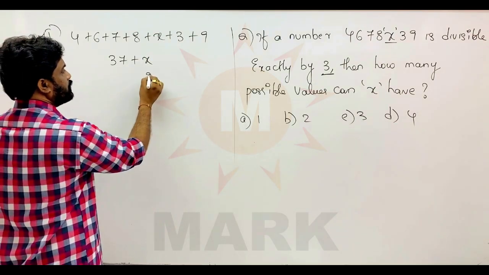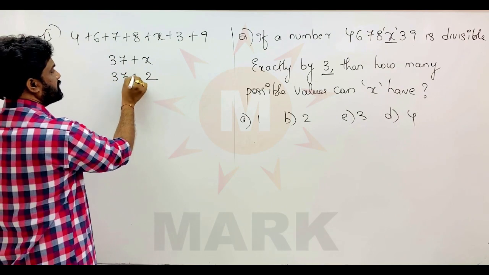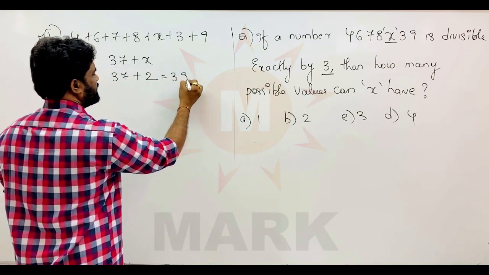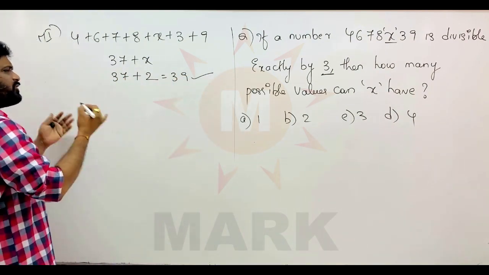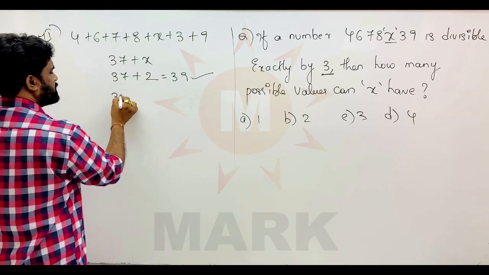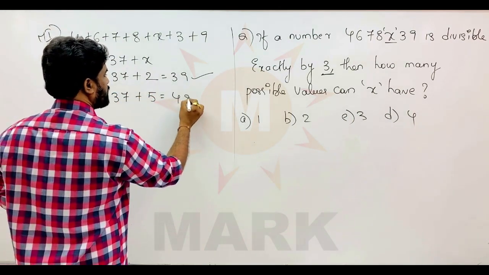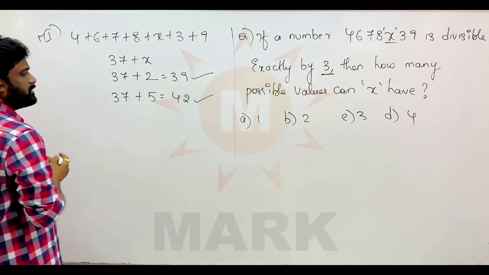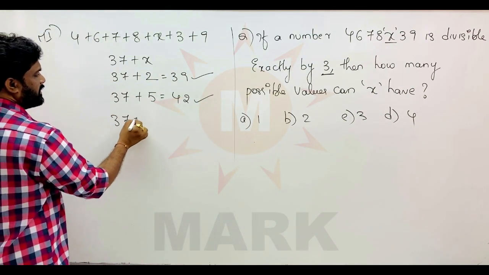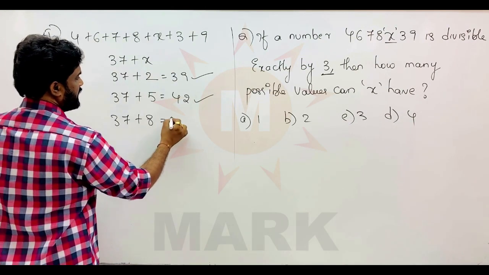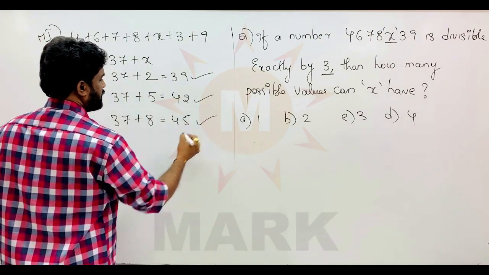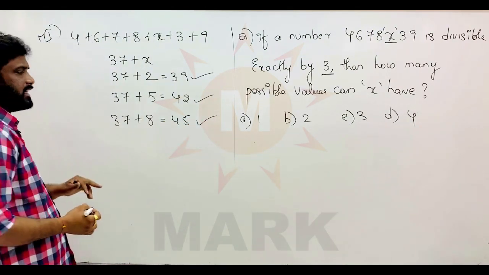So that means I can put 2 in the place of x. Then it will become 39, which is divisible. After that, 42 is also divisible, that means 37 plus 5 becomes 42, and 42 is also divisible by 3. Then 37 plus 8 is 45, so then also it is divisible by 3.